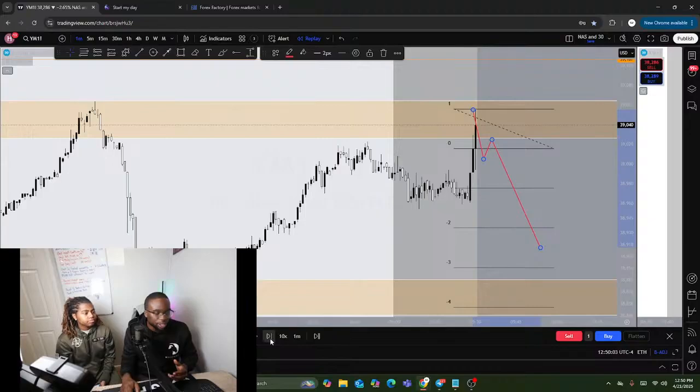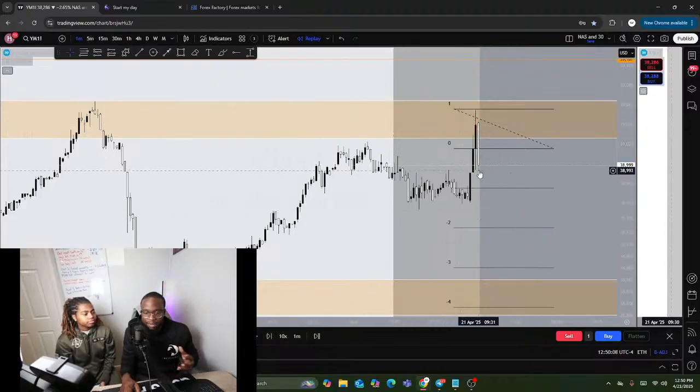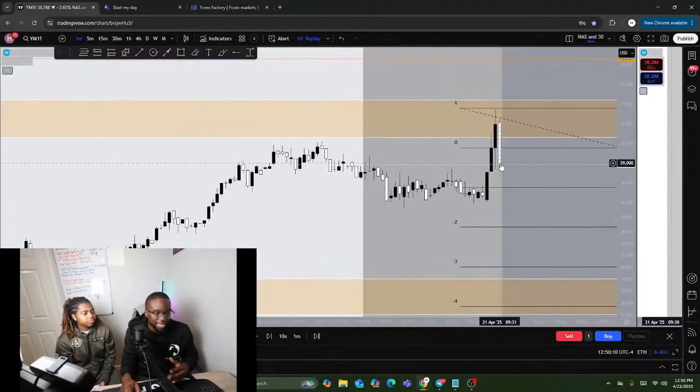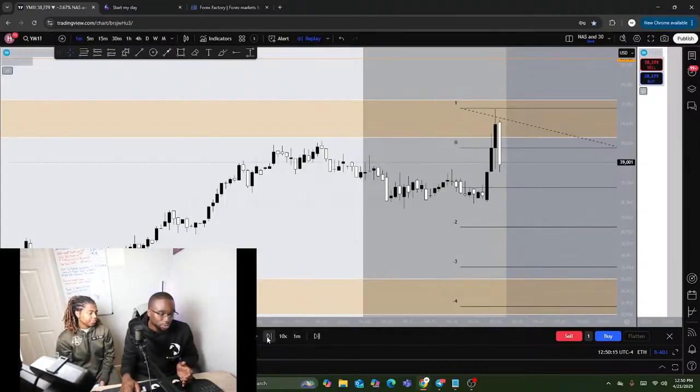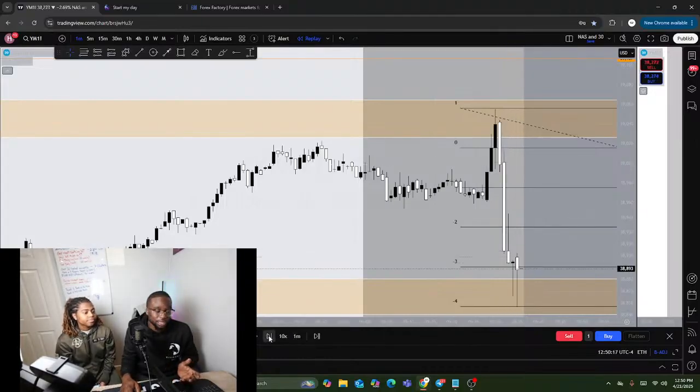So if we look at this trade right here, we're gonna see what happened. The next candle came down and it closed, right? It gave us a candle closure. But what happened afterwards? It just kept dropping.